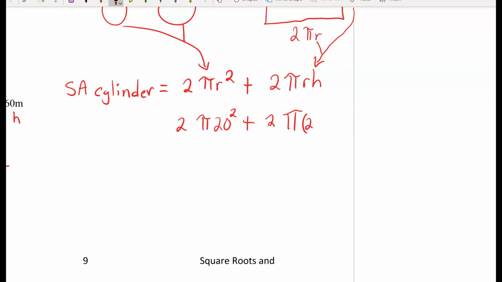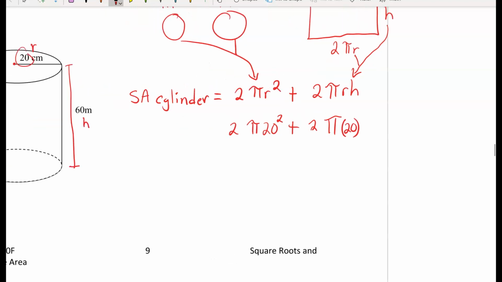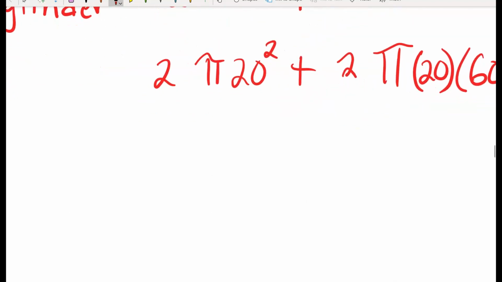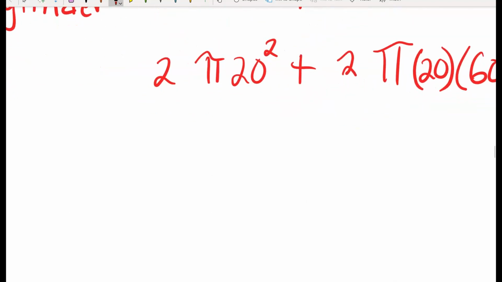Radius is going to be 20 still, and our height is 60. So we can solve the first part here first, where we would have 20 squared multiplied by pi multiplied by 2. You would be able to do this all in one go in the calculator. If you want to break it down, what I would do first is square the 20, and then you can do your multiplication.